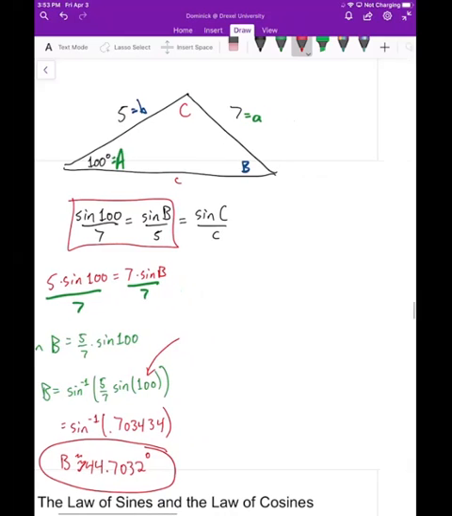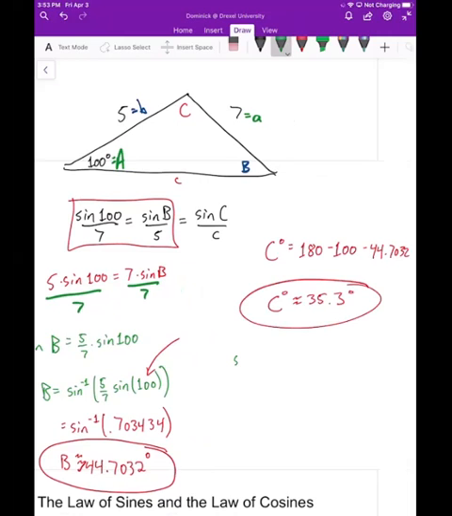Just as before, we know that angle C is 180 minus 100 minus 44.7032. And we get that C is roughly equal to 35.3 degrees.